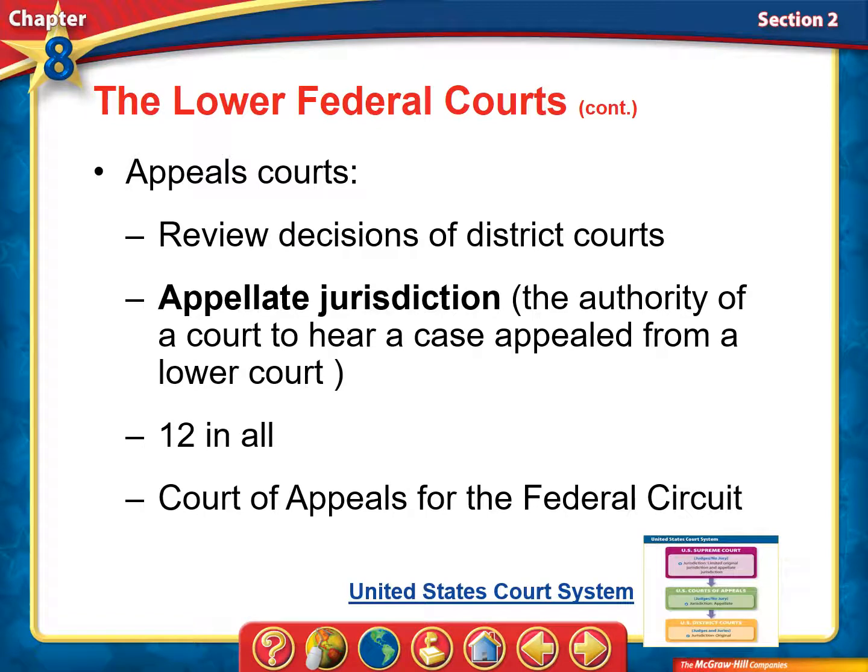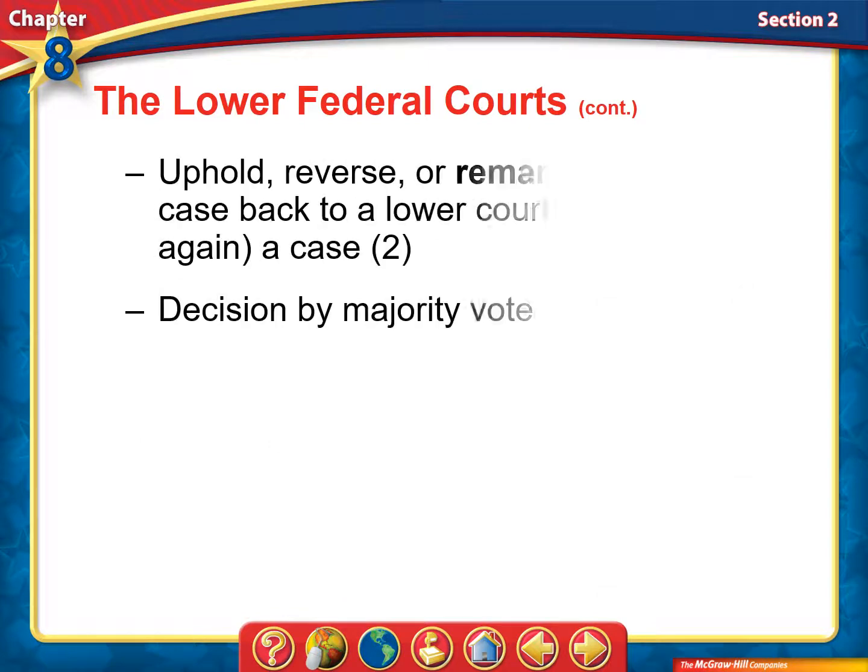So these are the Court of Appeals for the Federal Circuit. So what? They can uphold a ruling, meaning they say, yeah, no travel ban. They can reverse it, say, sure, travel ban. Or they can also remand it, meaning we're going to send this back to Hawaii or Nebraska or wherever that heard it, and you guys need to hear it again.